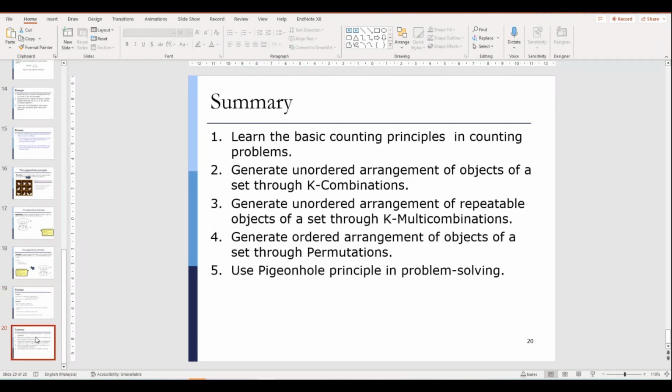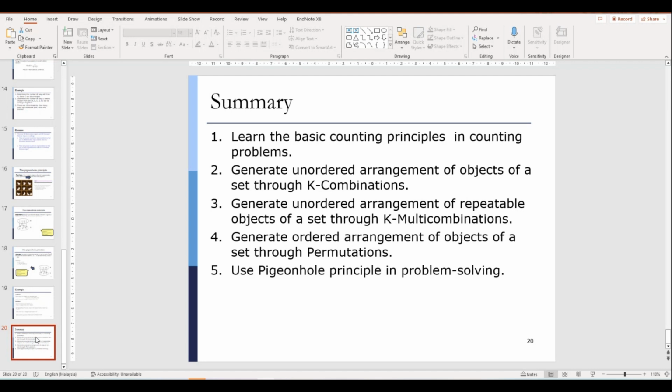So we are done with chapter 5 counting, whereby we have learned the basic counting principles. So what are the 2 principles? One is multiplication, the other is adding, right? One is adding, one is multiplication.